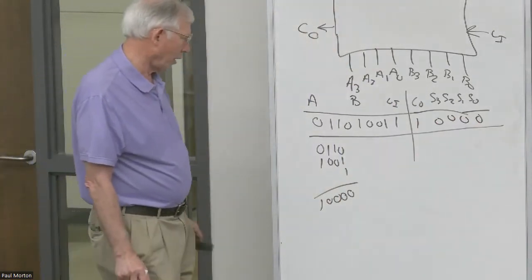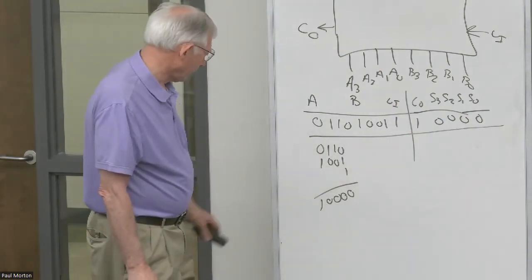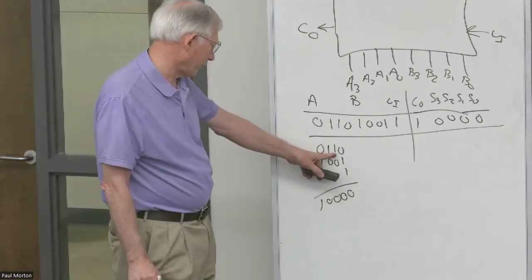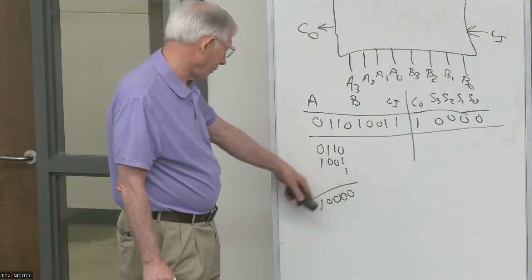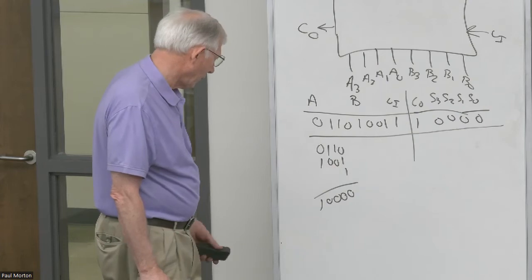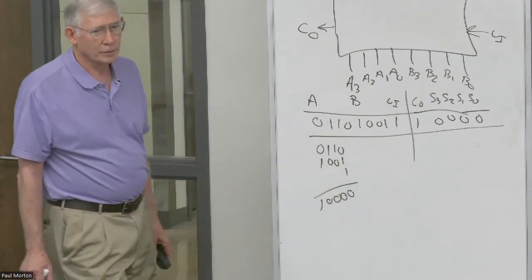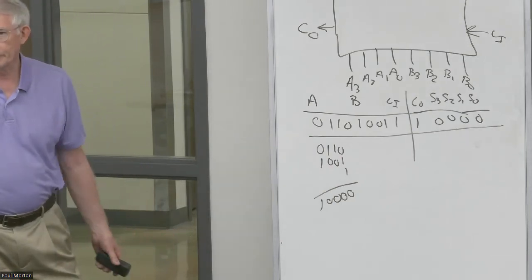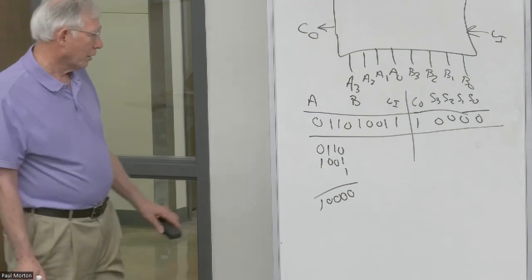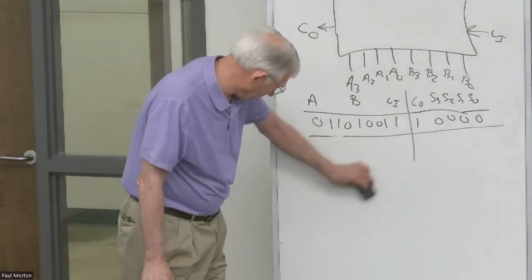Which would be 16. So this is 6, and this is 9. Adding that up, plus 1, 10. So 16. Yeah. Got the carry in. All right. So that's how that works. Okay, so easy peasy.